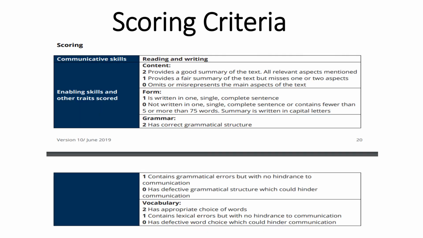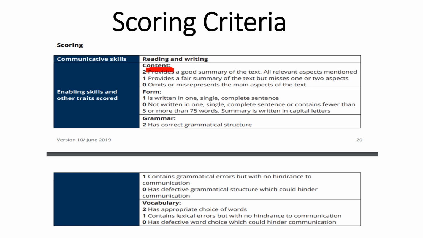Moving ahead, I will discuss the scoring criteria, which is also available on the PTE website. As you can see, the scoring criteria is divided into three categories on which the software will give you marks. First one is the content. Two marks will be given for a good summary of the text.